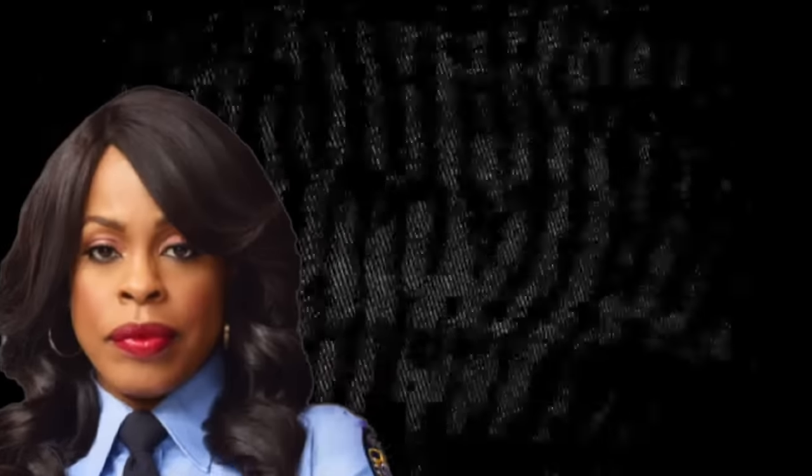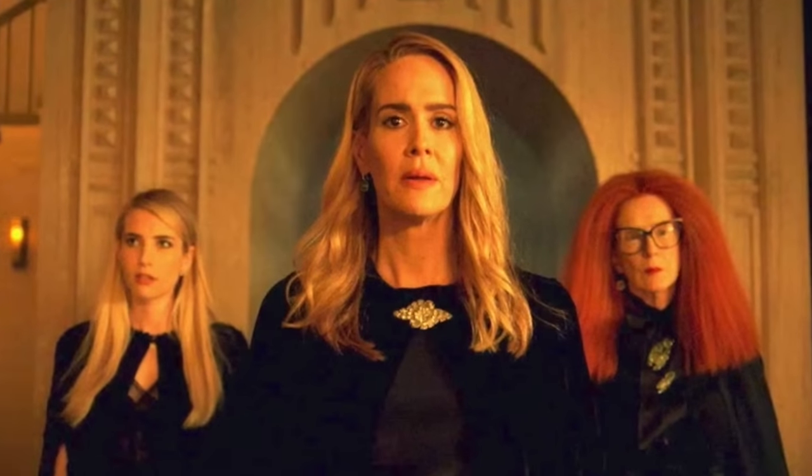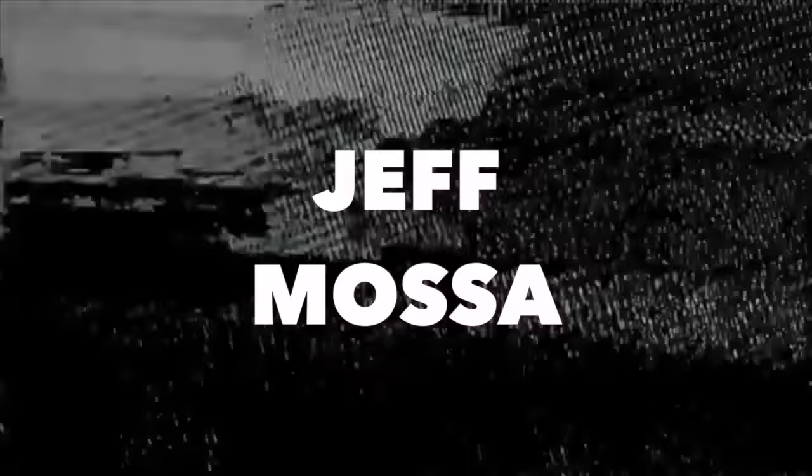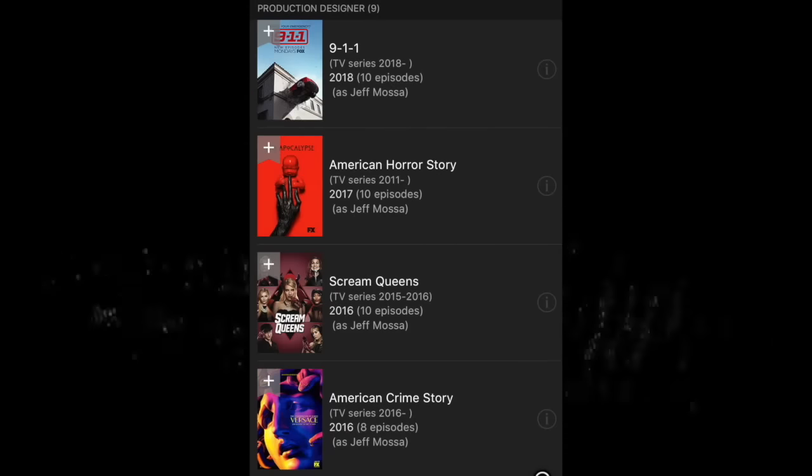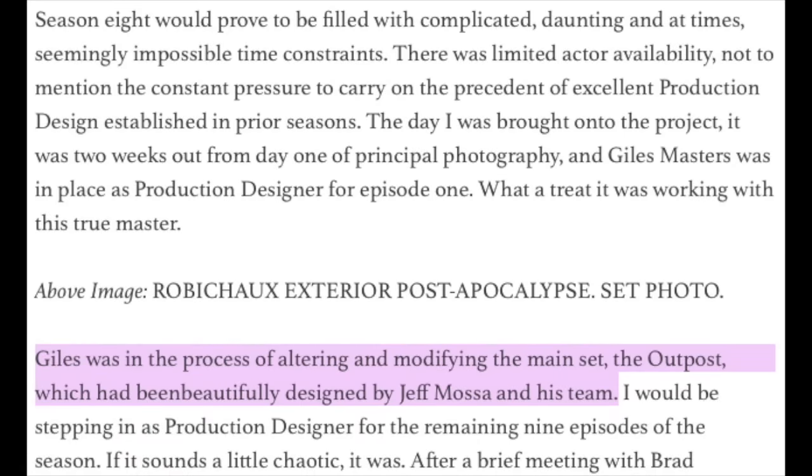Okay, so recently I was doing some sleuthing and came across something really cool. I believe I have found some used and unused concept art for American Horror Story Apocalypse. This artwork is by Jeff Mosa, who is a production designer for American Horror Story Cult, as well as Scream Queens, 911, and of course American Horror Story Apocalypse.